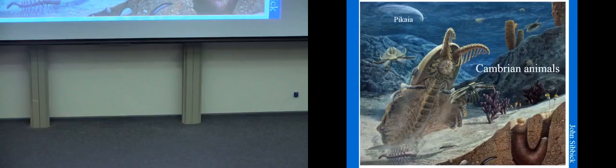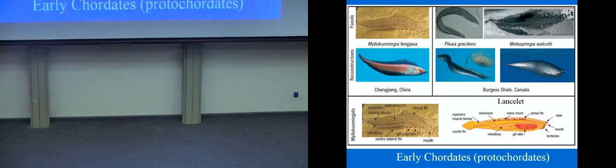Here's a smaller one. Of course, the sponges had already been around. The sponges came first. And then here's this one, Pikaia, which is called a protochordate, and is one of the earliest members of our phylum, the chordates. And let's look at some other ones from some amazing fossil records. These are the ones from China. And this is the fossil here. This is the reconstruction of what the organism looked like.